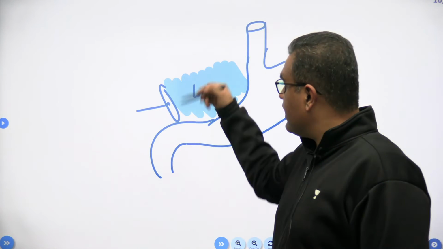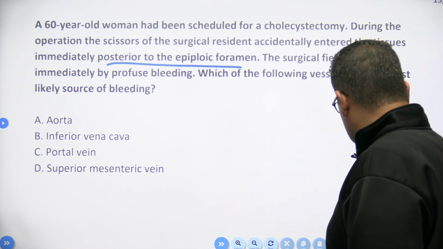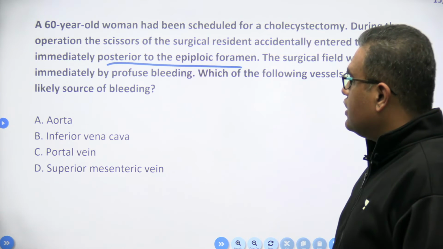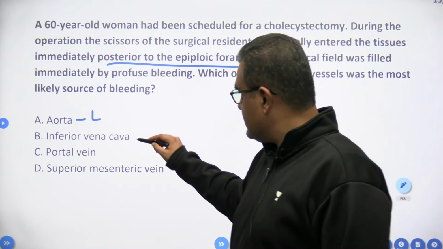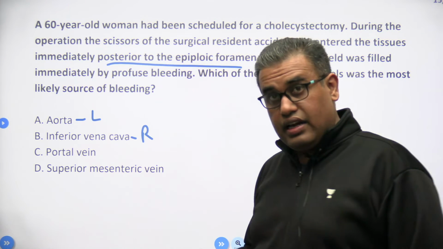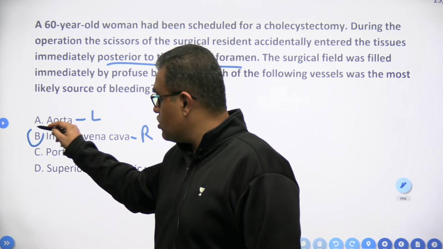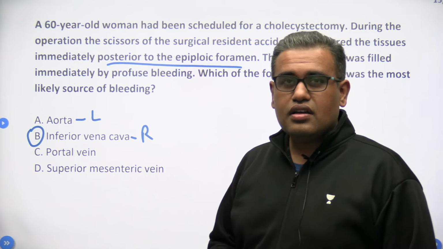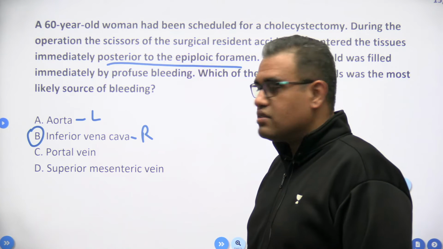So what is behind? See, behind, everything is retro. So if you go back to the options, just a second, yeah. Aorta is on the right or left side? It is on the left side, you can rule it out. IVC is on the right side, yes. Is it behind? Yes, could be the answer. Probably looks like the answer. Let us see more options. And yes, IVC is actually the posterior boundary of the epiploic foramen. It is the answer. But let us see other options as well.